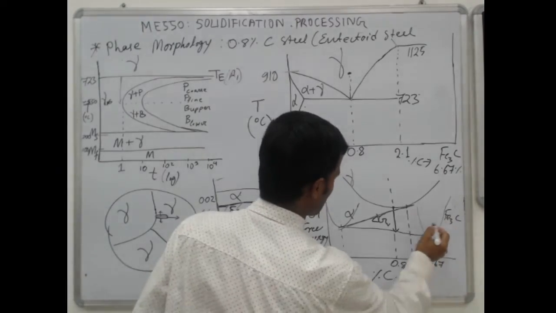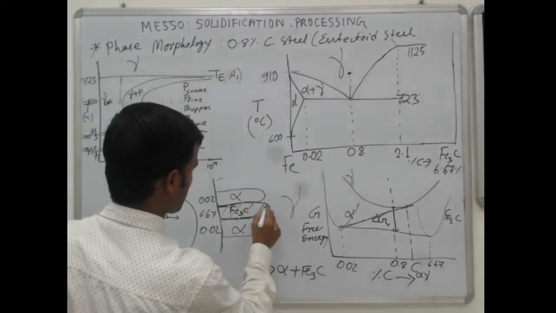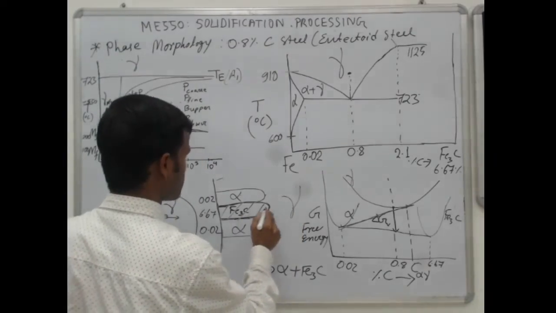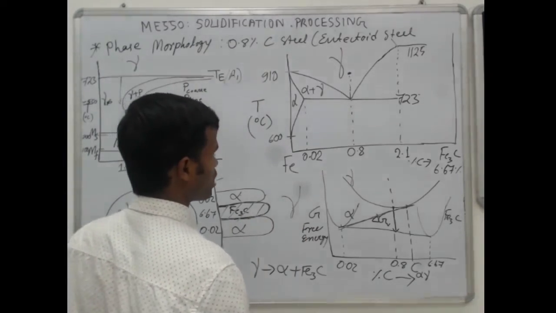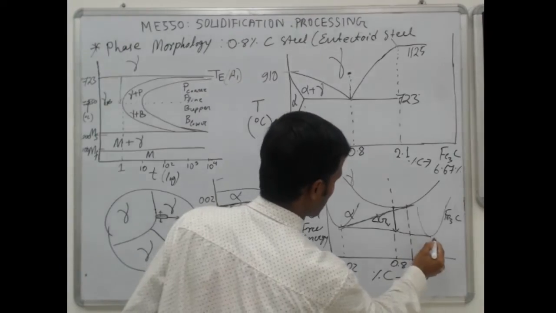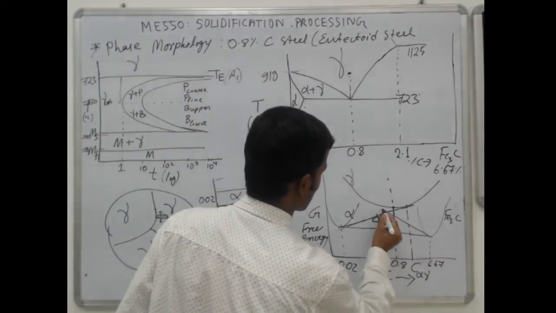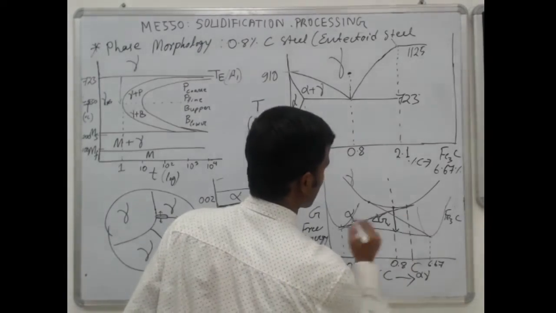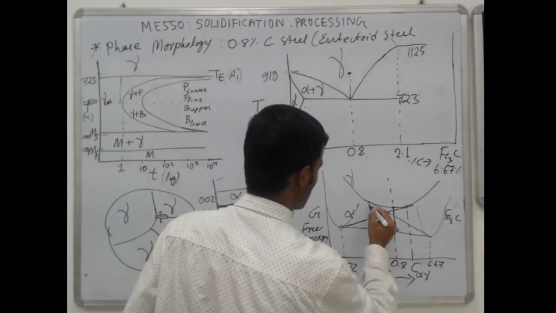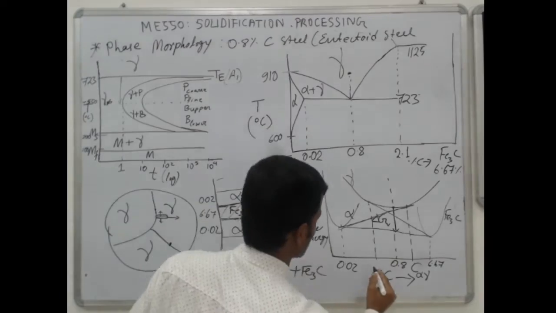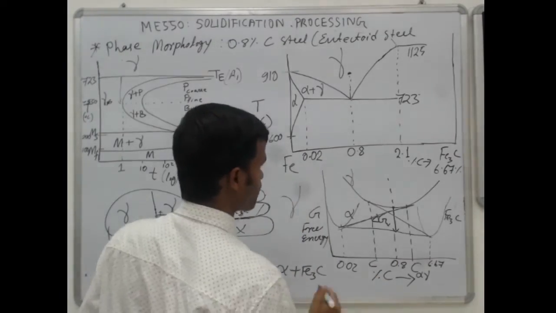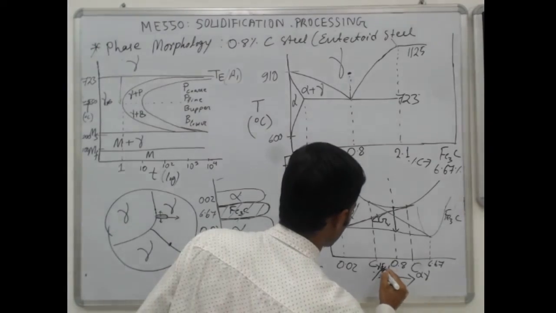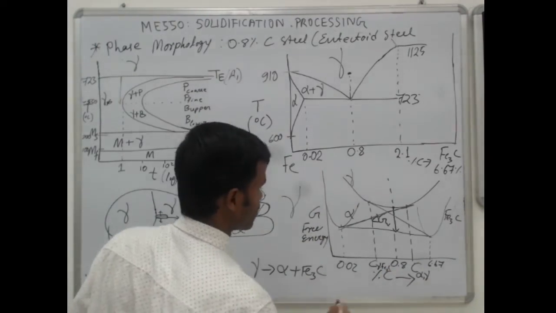And now at this interface, Fe3C and austenite are in equilibrium. So if you draw another common tangent between austenite and Fe3C, this is the equilibrium composition. So this composition is gamma and Fe3C, gamma versus Fe3C.